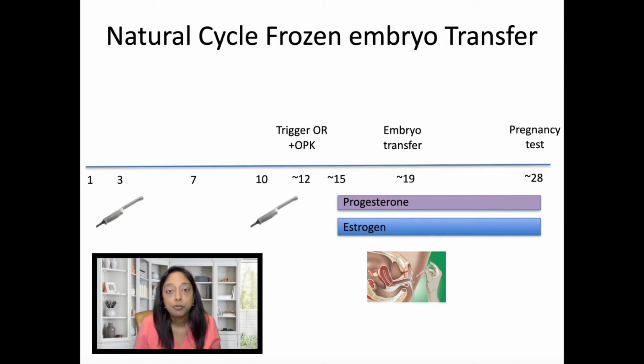The premise of the natural cycle frozen embryo transfer protocol is that we are simply monitoring the patient as she would cycle normally without any medication or very minimal medication. So we'll do a baseline ultrasound, we'll watch the follicle grow, and then once the follicle reaches the right size, we would perhaps trigger ovulation or have the patient call with ovulation predictor kits. And then we will time specifically when the transfer is based on either when ovulation was triggered or when the ovulation predictor kit was positive.